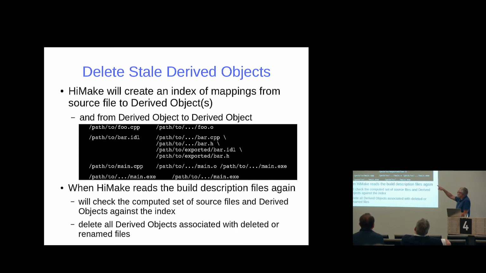So you can see at the first line, it's got foo.cpp. It will map to the object file. Then we have the IDL file. It maps to 4 files, and so on. So when HiMake reads build description files again, it will check against the new computed set of source files and derived objects against this index, and then delete all the files that aren't in the new set.